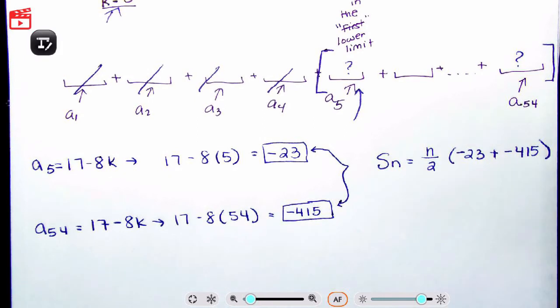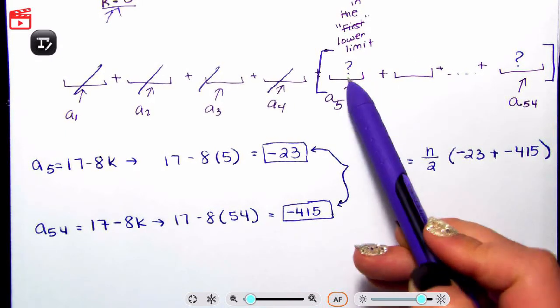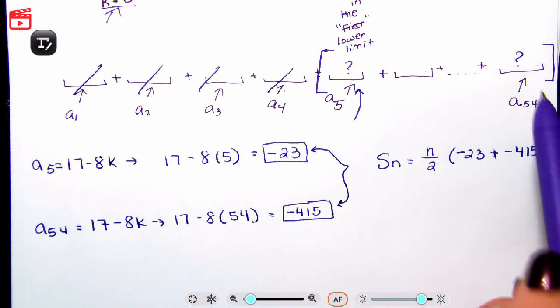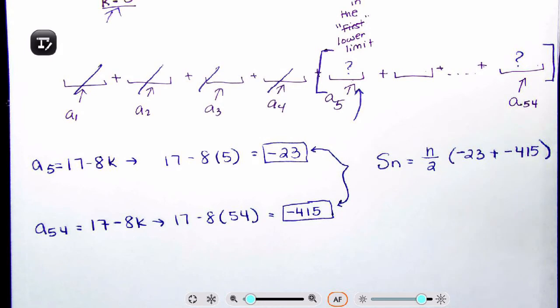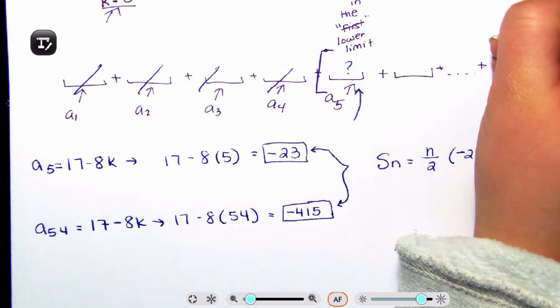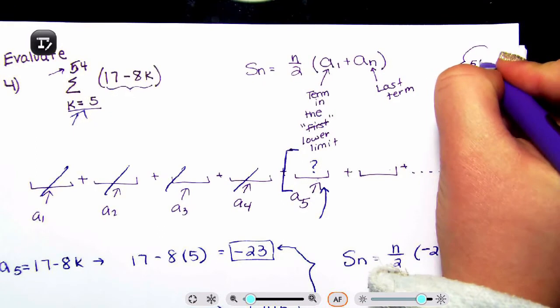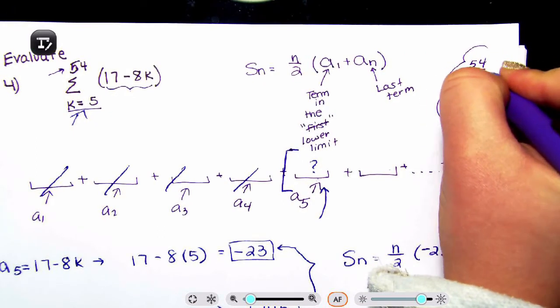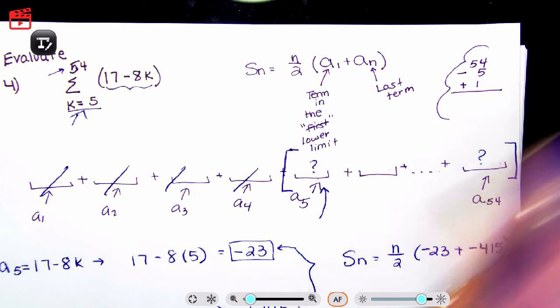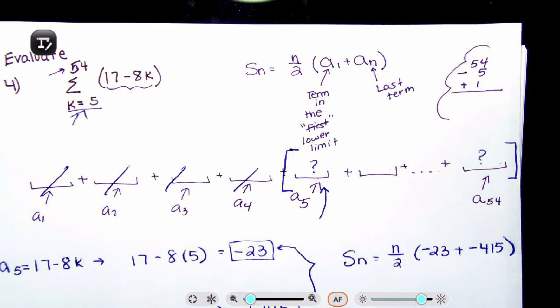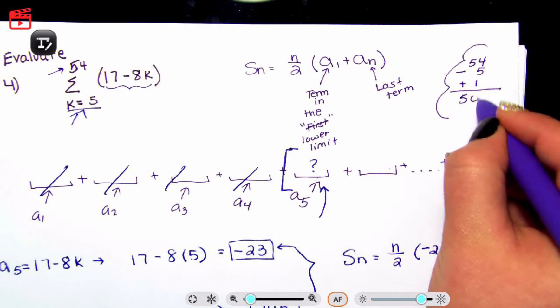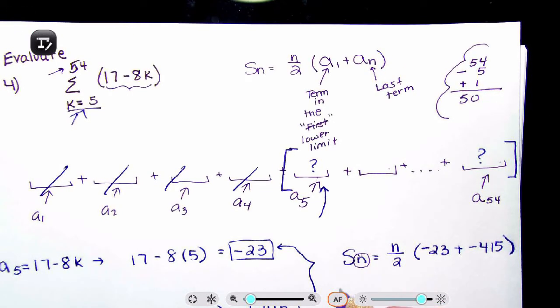Now, what about n? Well, n is the quantity of terms. So starting here, this is going to be your 1, 2, 3, 4, 5, etc. So how many actual terms are you adding? To find that out, let me actually do this above here. You're going to take your upper limit, which is 54. You're going to subtract by your lower limit, which is 5. And then you're going to add one more. So 54 minus 5 plus 1, that gives me 50. So that means my n value here is 50.